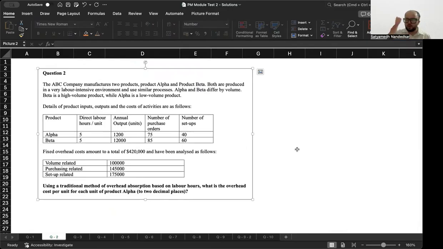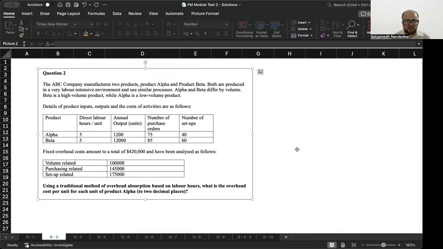ABC company. Always remember, never read the narration first, read the requirement first. Using traditional method of overhead absorption based on labor hours, what is the overhead cost per unit for each unit of product alpha? ABC company manufactures two products, alpha and beta.